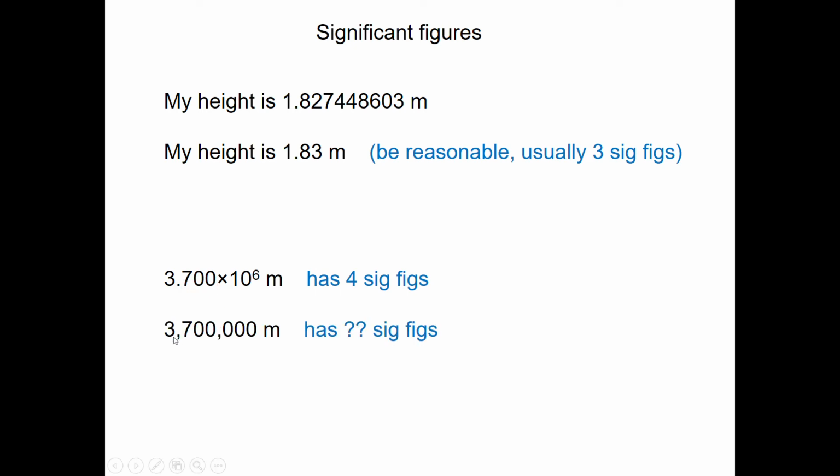Compare that to writing the same number in the standard decimal way, where we put the decimal at the end of the number. So 3,700,000 meters. The question is, how many significant figures is intended by the person writing down this number? And the answer is, it's impossible to tell, because we need those extra zeros there to tell us where the decimal point is.